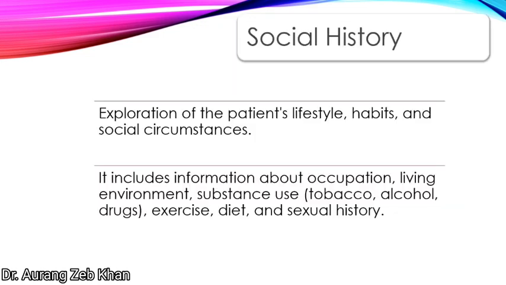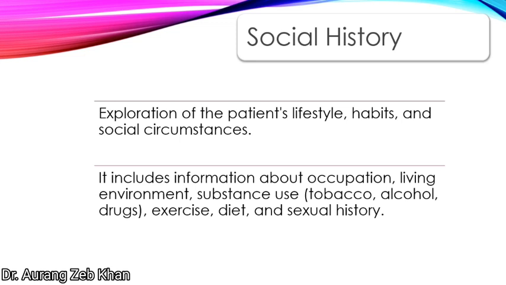Social history is very important. Exploration of the patient's lifestyle. These include the patient's lifestyle, whether they are sedentary or whether they are active. What are their sleep pattern, their habits, are they healthy or unhealthy, and social circumstances. Information about the occupation, living environment, substance use, for example, tobacco, alcohol, drugs, exercise, diet, and sexual history should be taken in the social history section.